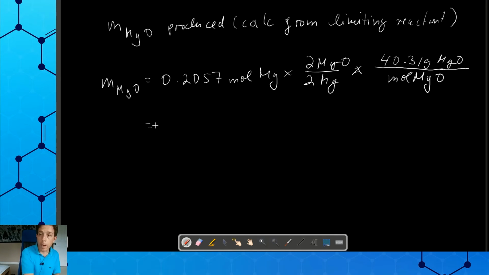And if we calculate that, 0.2057 times 40.31, we end up with 8.29 grams of magnesium oxide produced.